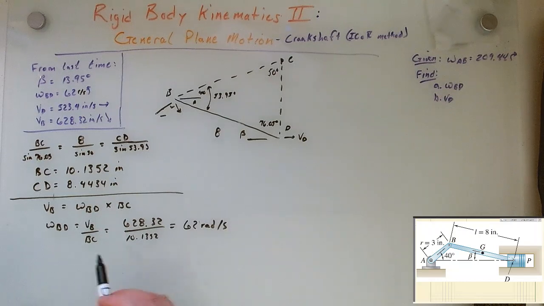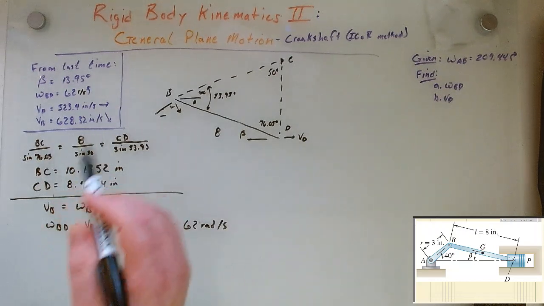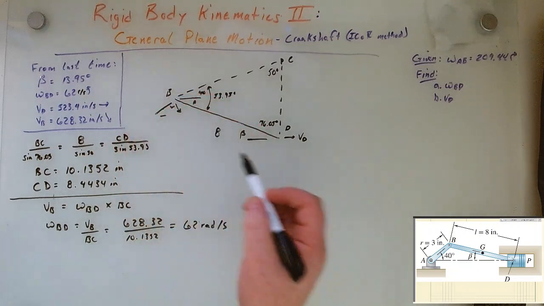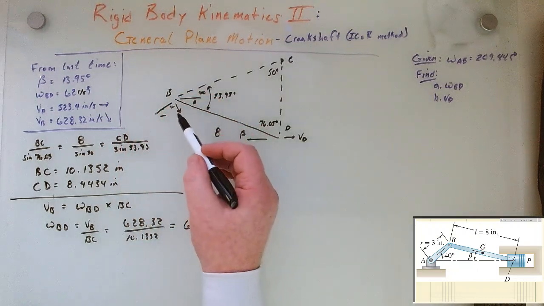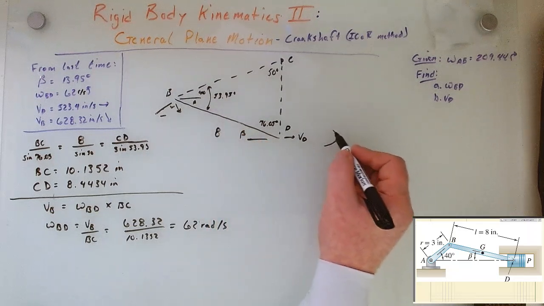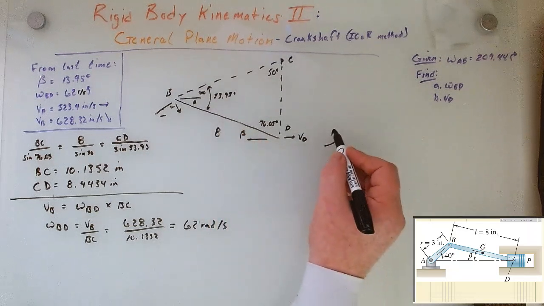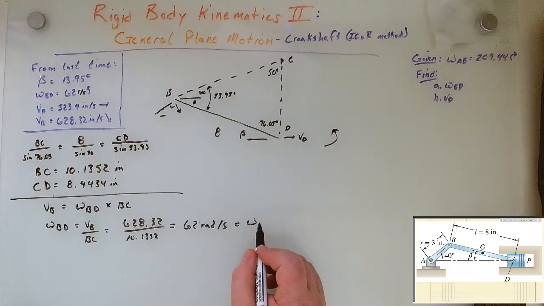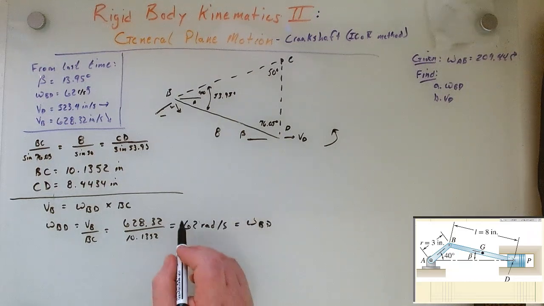Okay, and it is in the positive direction, and previously we were talking about this, and it is in the same, and we could just look at it, right? So if this is going this way, this is going this way, then the bar is definitely rotating in the anti-clockwise direction, which is what we call positive. So we're good there, all right? And that is omega BD, okay?